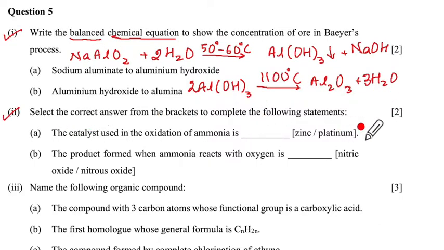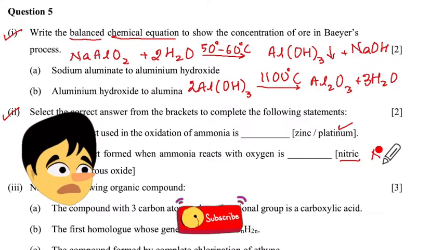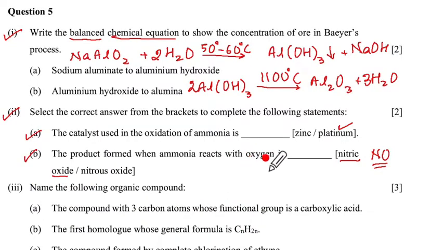Second subpart, for 2 marks, select the correct answers from the brackets to complete the following statements. A. The catalyst used in the oxidation of ammonia is going to be platinum. B. The product formed when ammonia reacts with oxygen is. Now ammonia reacts with oxygen will be nitric oxide, that is NO, when it is catalytic oxidation. So it's not normal oxidation, catalytic oxidation. So we'll have nitric oxide.